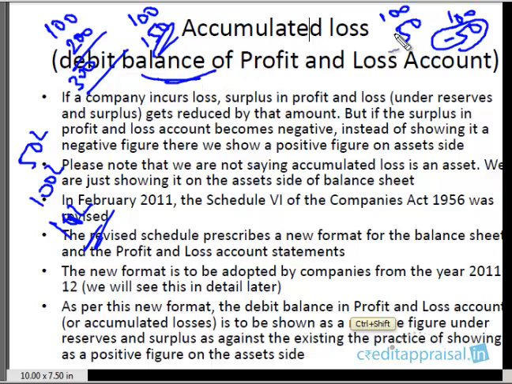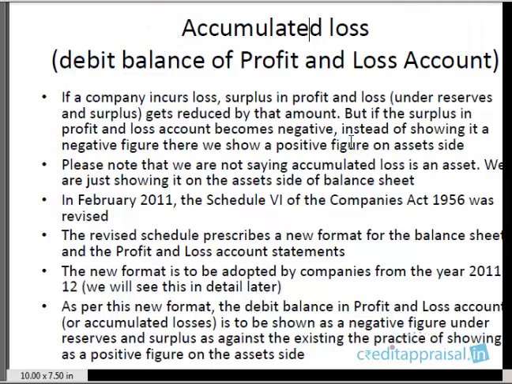It is the debit balance. If the reserves and surplus becomes negative, the profit and loss surplus, usually we call it a surplus in the profit and loss account. But if it is a debit balance, the negative figure, usually we show it on the asset side. That was the practice till recently. But now there is a revised Schedule 6. This is the format that is now adopted by all the companies from 2011-12.